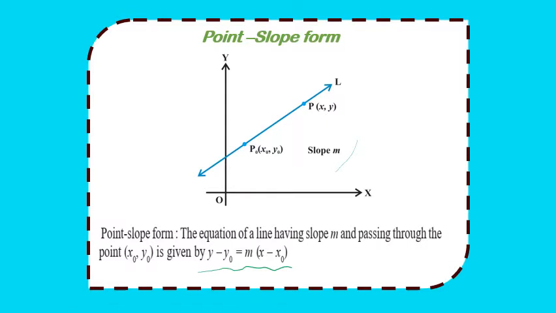So if the point (x0, y0) is given and the slope m of the line is given, then the equation of the line is obtained by y minus y0 equals m(x minus x0). This is called point slope form of a line. Clear?